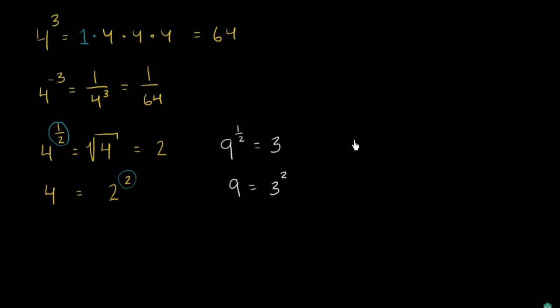Let's do one more like this. What is 25 to the 1/2 going to be? Well, this is just going to be 5. 5 times 5 is 25. Or you can say that 25 is equal to 5 squared.